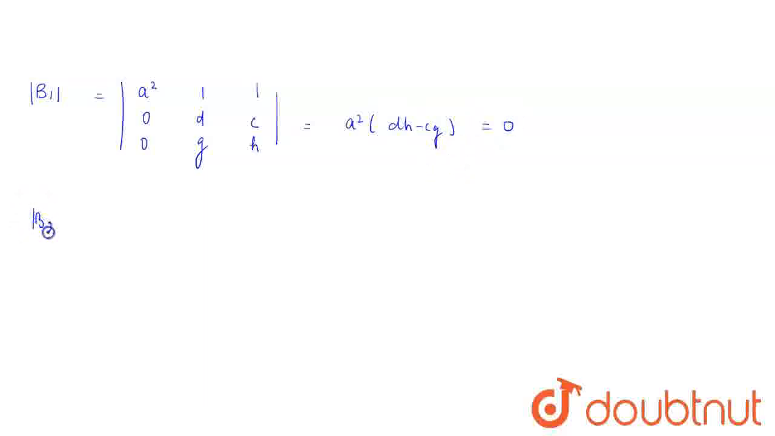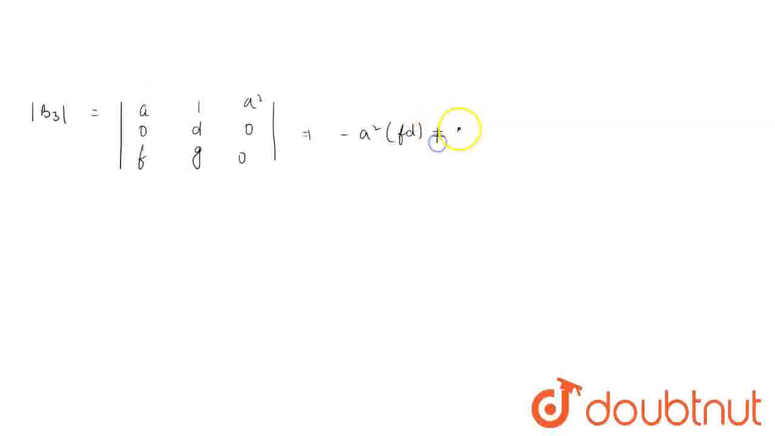So determinant B2 is, now we will replace the Y elements. So A, 0, F; A square, 0, 0; and 1, C, H, that is minus A square of FC. B3 determinant is A, 0, F; 1, D, G; and A square, 0, 0, that is minus A square of F, that is not equal to 0.